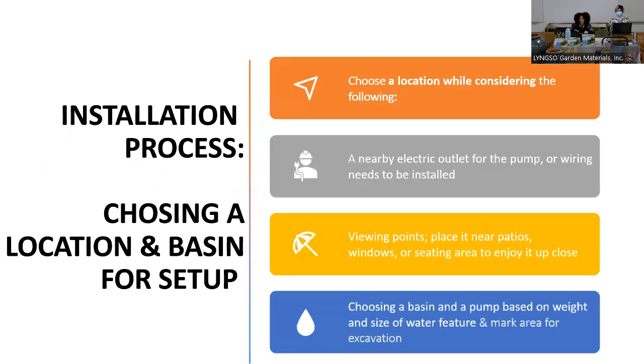So when you are ready to install a standard water feature, there's a few things you want to consider when you are choosing a location. Every pump needs a nearby electric outlet, so you want to accommodate wiring or choose your location where it can reach. Depending on where you want your fountain piece to sit, you'll want to be able to enjoy it, so place it near windows or patios or seating areas so you can sit near it or view it up close. When you're choosing a basin and a pump, make sure that it's the correct one for the size and the weight of your water feature before you mark the area for excavation.